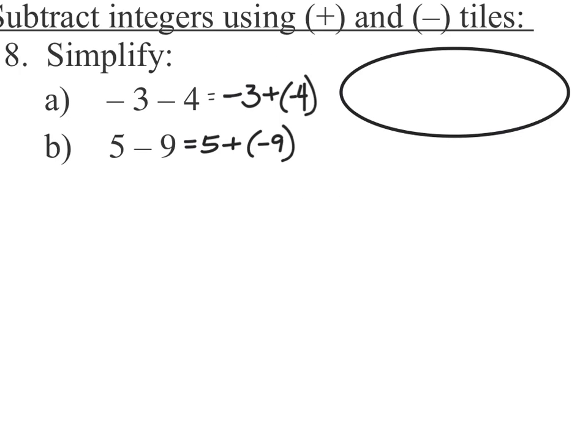So for part A, we're going to start with the 3 negative counters. 1, 2, 3. And then we're going to add 4 more negative counters, 1, 2, 3, 4. And what does this give us at the end? Well, that's just 7 total negative counters on that.